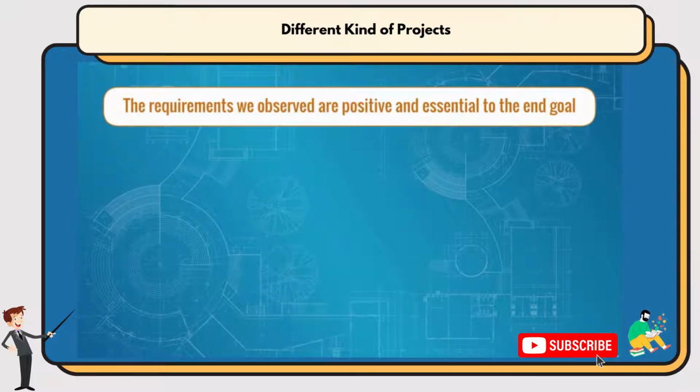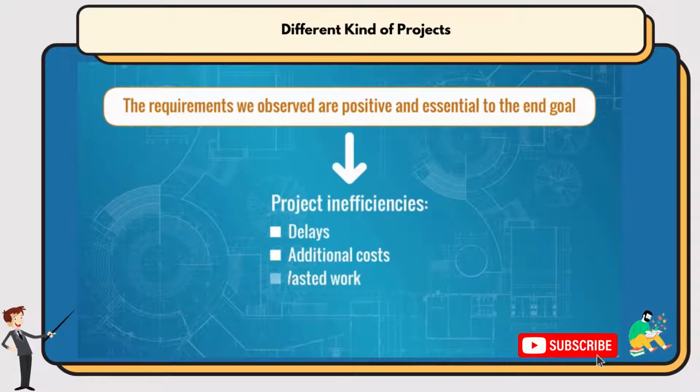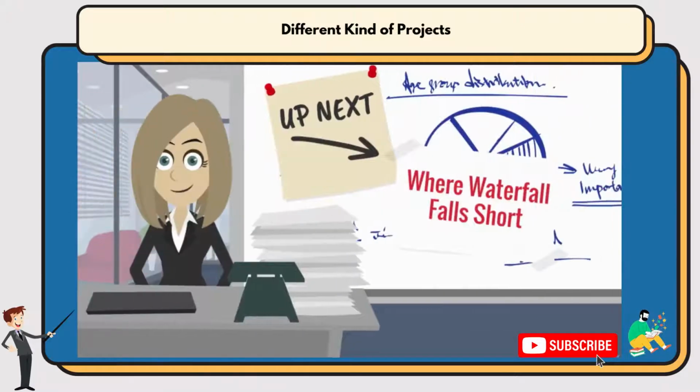All the changes to the requirements we observed are positive and essential to the end goal, which is making Bill's home more convenient and smart. However, they lead to significant project inefficiencies, delays, additional costs, wasted work, and worst of all, an unhappy customer. In our next lesson, we will analyze what differentiates such projects from the traditional ones and why waterfall project management may not be the best methodology to apply.